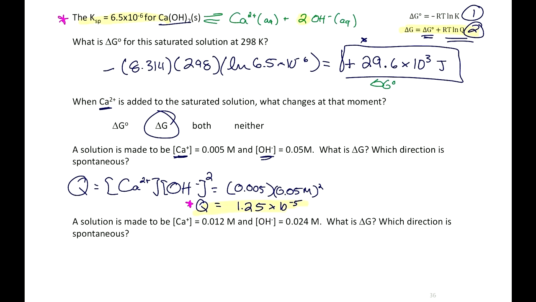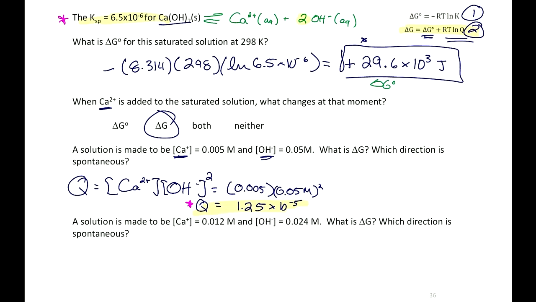And so how I think of it is Q is bigger than K. K is generally products over reactants. So if Q is bigger than K, we have too much products. Let's make some reactants to make Q smaller to achieve K. That's how I think of it within there. So yes, we should be able to predict that the reaction will proceed towards the reactant side. But let's prove it by actually calculating delta G now. That's the new part in chapter 19.